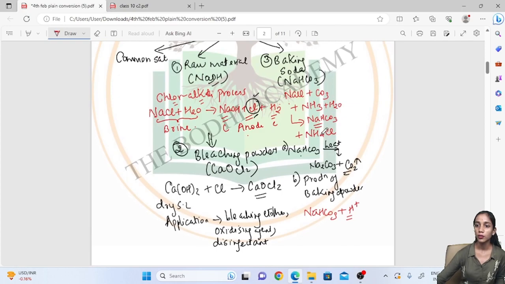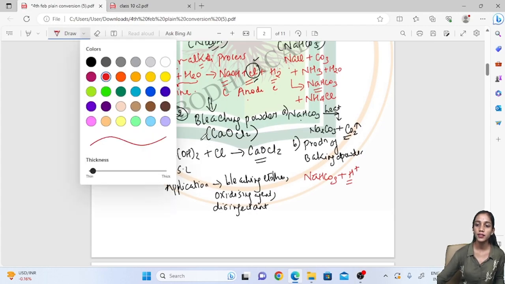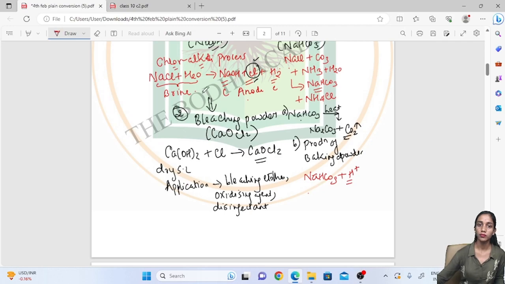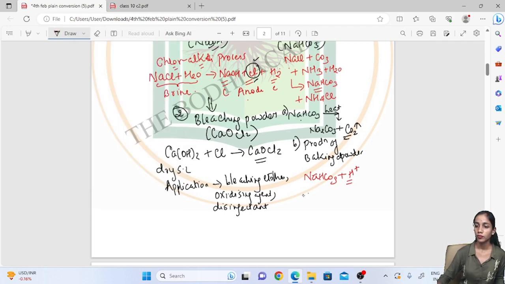So the first application is that when it is heated, it produces carbon dioxide, so it is used for making crispy pakoras. Secondly is for the production of baking powder, and third, it is used in soda acid fire extinguishers.